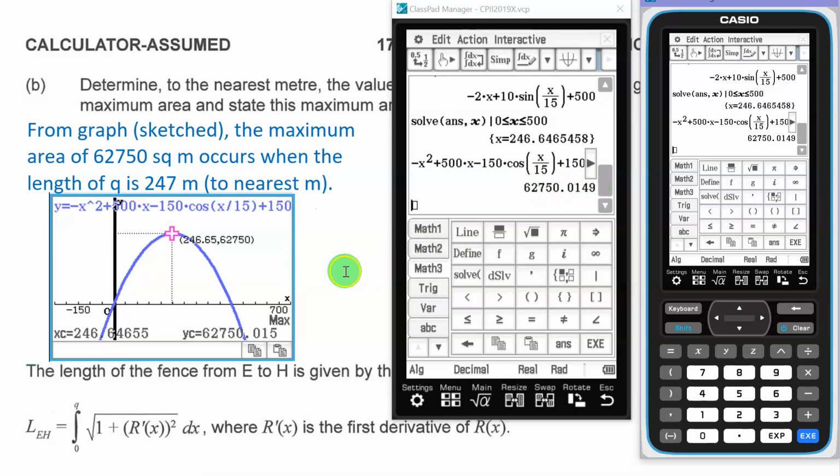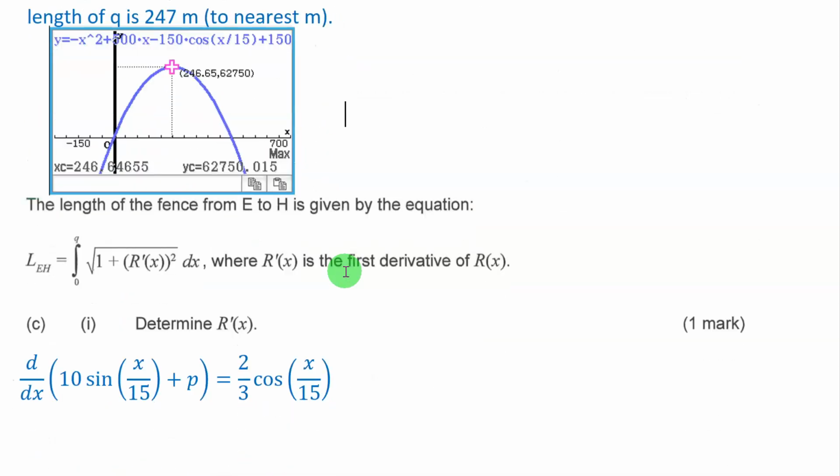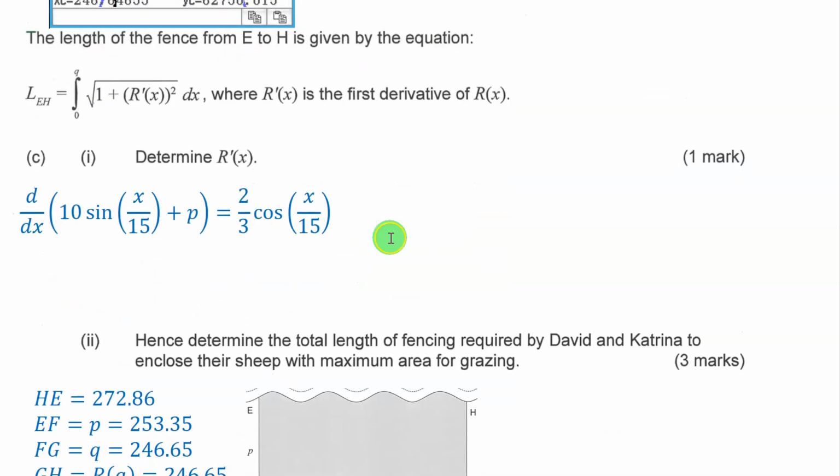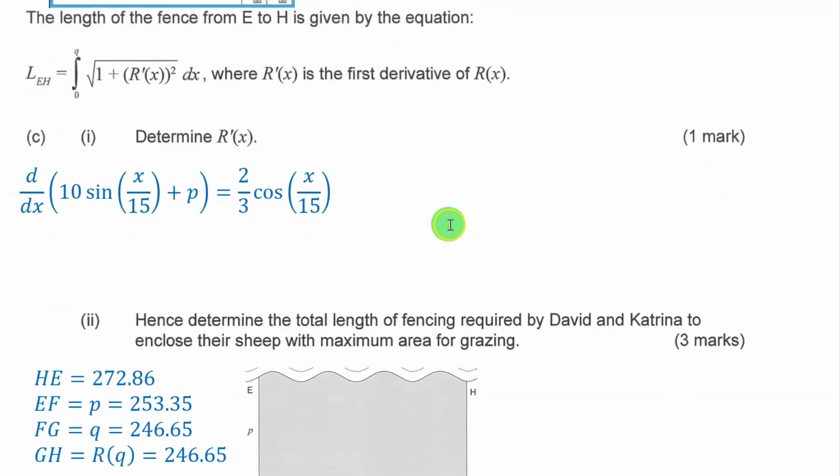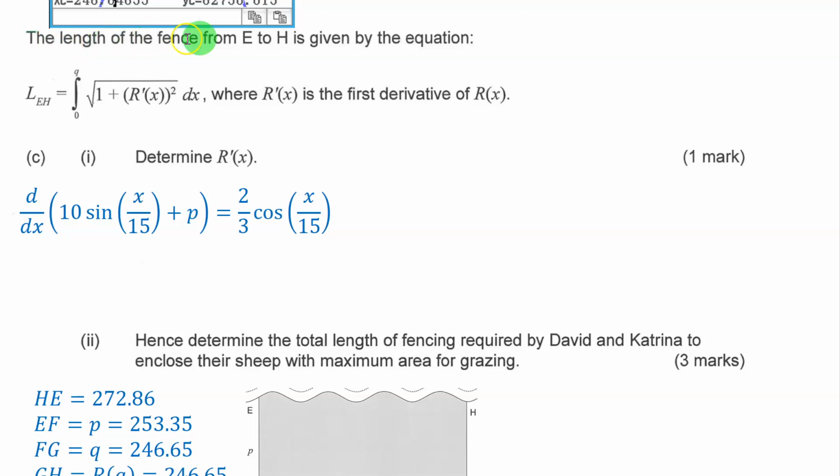So we're almost there, and then let's move down the page a bit. And part C, the final, oh no, we've got two parts to go, C1 and 2, 1 and 3 marks. So here we go. So what are they telling us? The length of fence from E to H is given by this equation. So the specialist students probably have a pretty good idea where that's come from, but it doesn't matter. We're just getting 1 mark for determining R prime of X. So we've got to differentiate R.